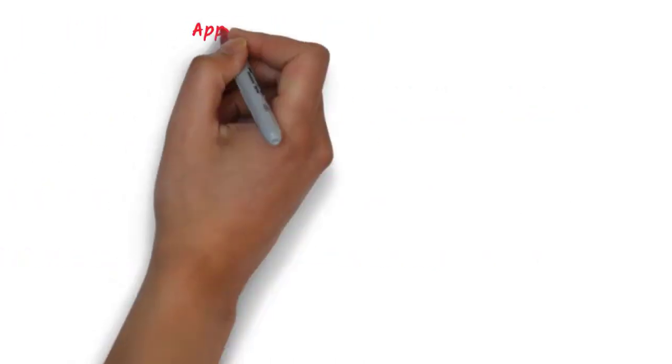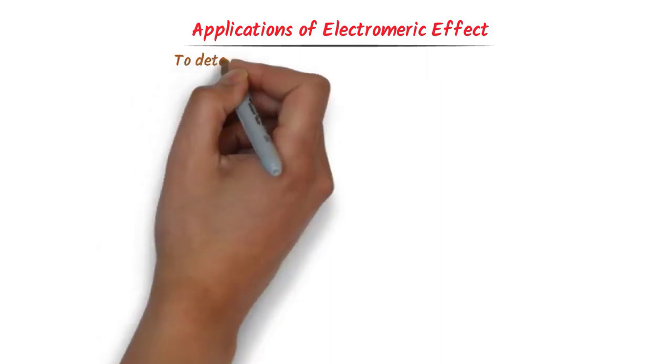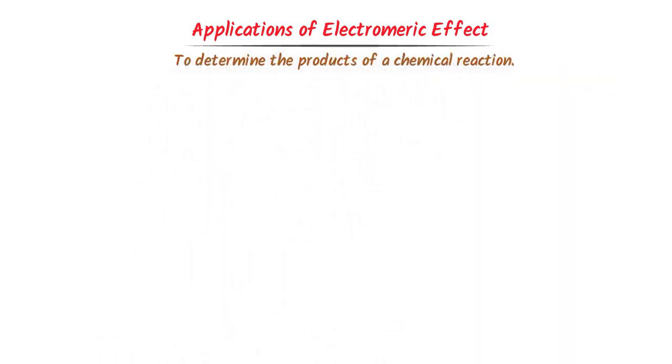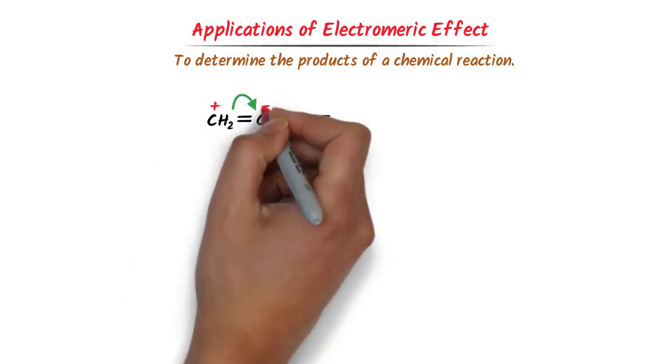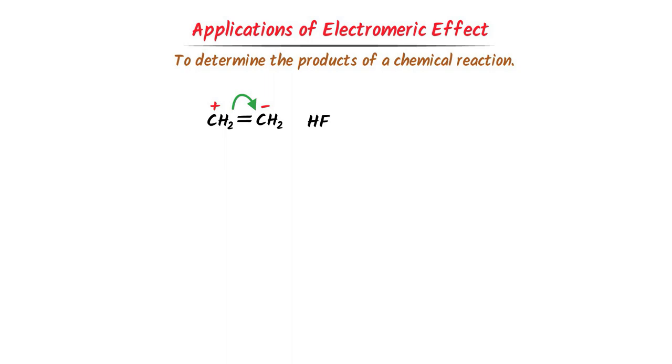Finally, let me teach you the application of electromeric effect. Well, electromeric effect helps us to determine the product of any chemical reaction. For example, consider this chemical reaction. We know that this compound contains a double bond where pi electrons are present. These pi electrons shift to this carbon and opposite charge appears on each carbon.